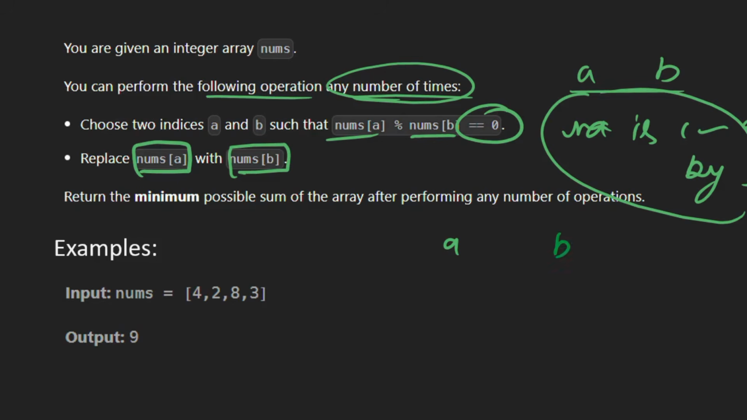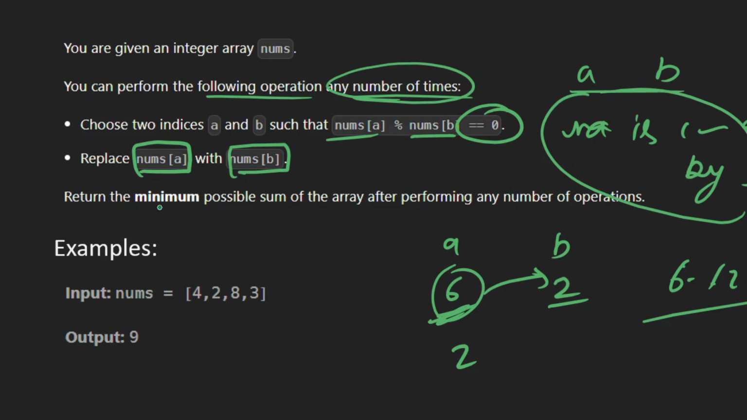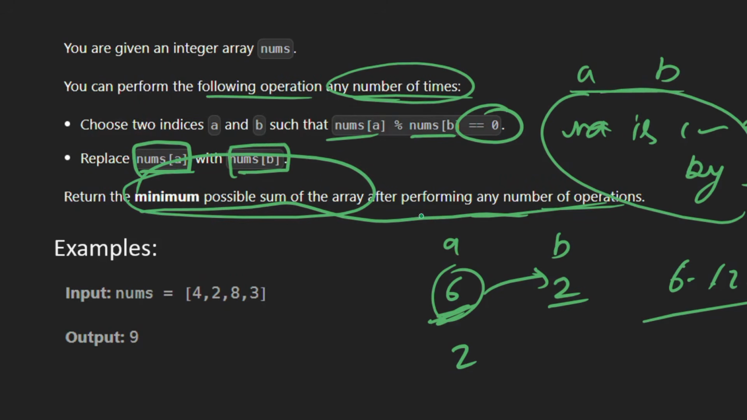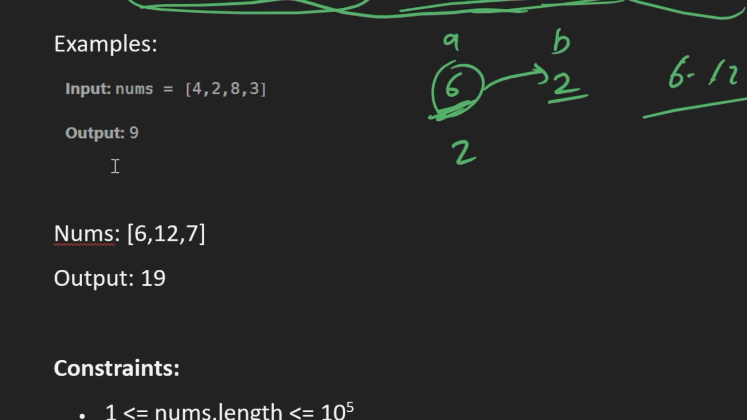Suppose at a we have 6, and at b we have 2. Then if we take 6 modulo 2, it will give remainder 0. That means 6 is completely divisible by 2. So now we can replace this 6 by 2, right? And at the end we have to return the minimum possible sum of the array after performing this operation any number of times, right? So let's see the example to get the question more clearly.